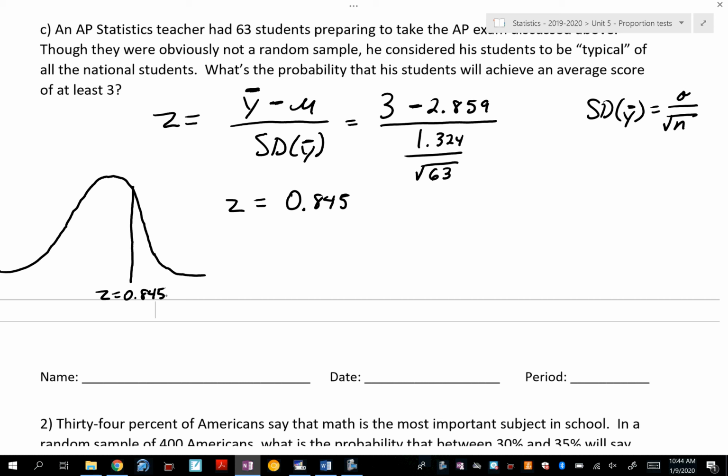Now, what did it say in the problem about that 3 that this teacher wanted to use? At least 3. So really, I'm calculating the probability that we get a z-score that's greater than 0.845. If I want to shade on my curve, what direction do I shade for at least? Greater than, to the right, very good. So I'm shading to the right.